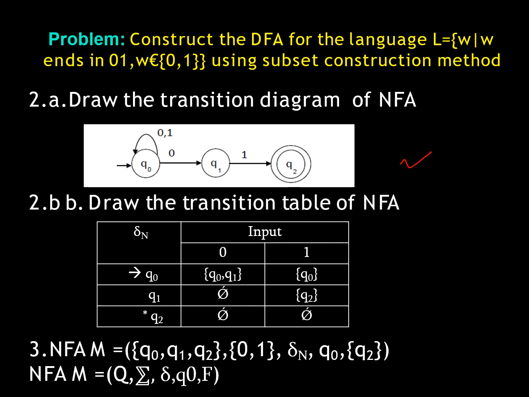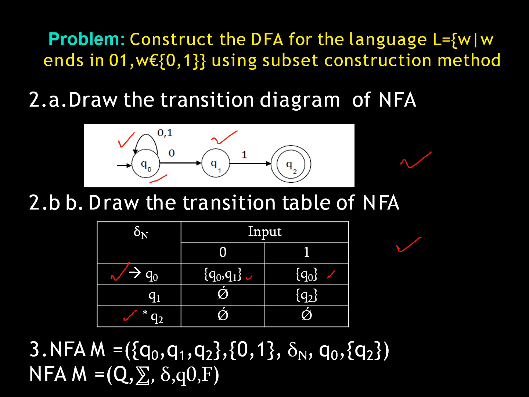Now the transition table. We know how to draw it: we list all the states on the left-hand side and the inputs on the top. These are my inputs, and these are my states Q0, Q1, Q2. The arrow mark indicates the starting state and the star indicates the final state. On Q0, on input 0 it goes to Q1 as well as Q0, that's why it is marked Q0, Q1. On Q0, on 1 it goes to Q0.